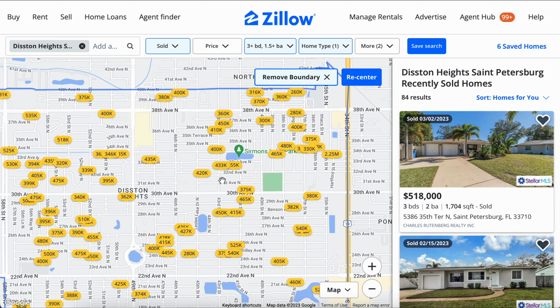But you can see there's a whole bunch of other ones that have sold for less than that in the 300s. So this tells me if a property hits the market in Disston and it's around 1,500 square feet and it's selling for around 300 something, that is a potential for a deal. So I think we've covered a lot there.